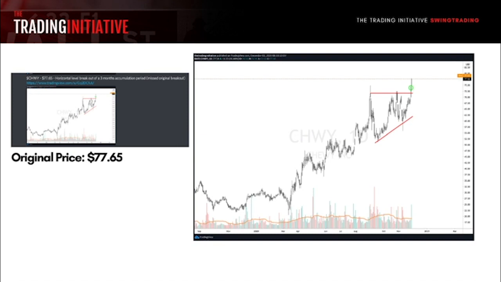Chewy. Who buys stuff from Chewy? I didn't even know what Chewy was. It's a pet store. Everything that I ever bought for my dog was off Amazon, but I guess Chewy's popular. So here it is, 77.65.